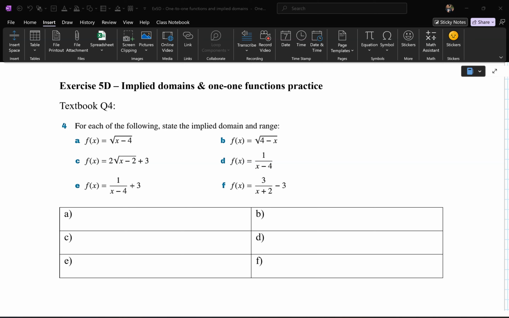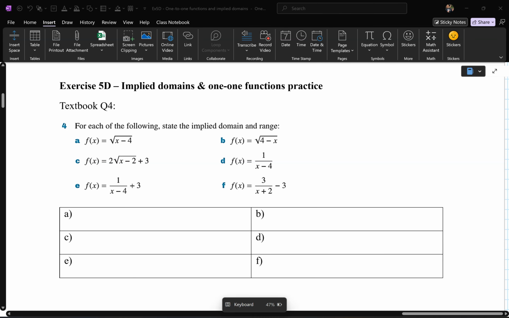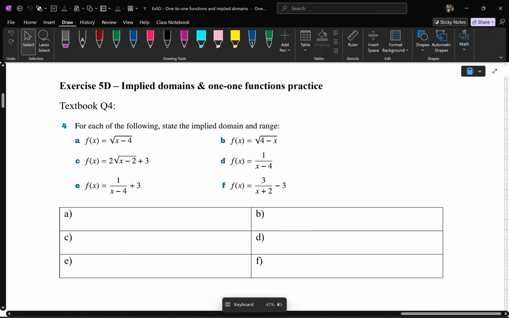All right, exercise 5D. This is from your textbook. Question 4. For those who went up to this last week or so, let's do it together.